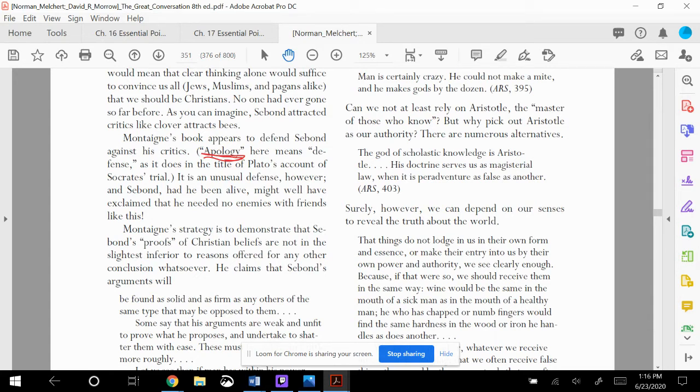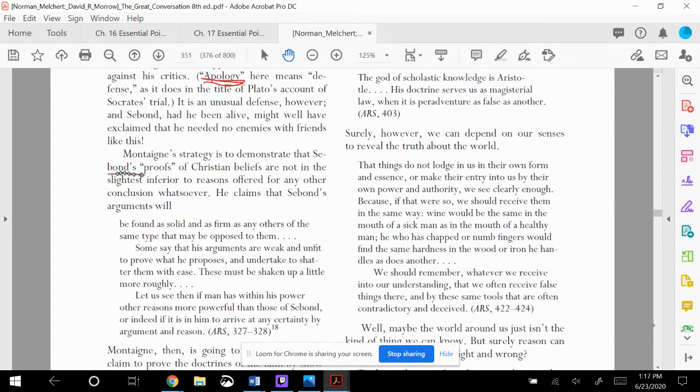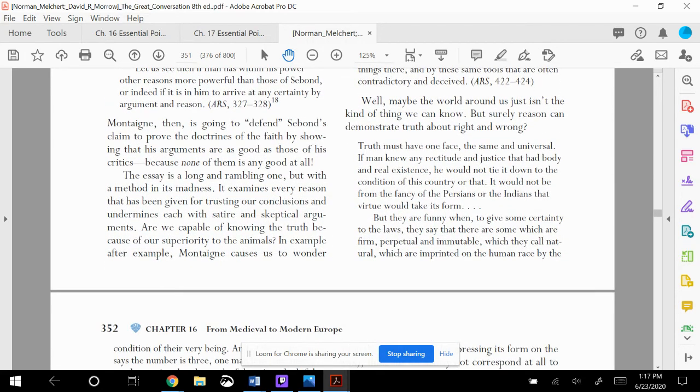No. Apology is coming from the Greek. It means to give a rational defense for why you do what you do. So he's going to give an apology, or a rational defense, for somebody else's position. And it has everything to do with proofs for Christianity, whether they're true or not. But there's something else.